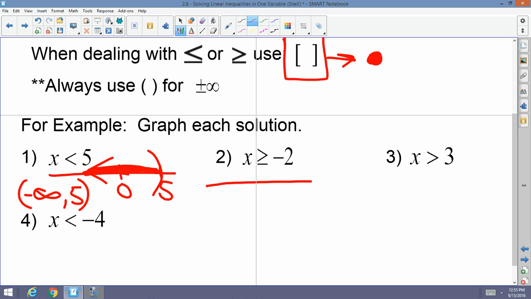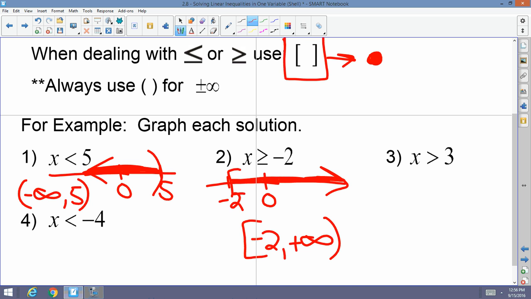Number 2, x is greater than or equal to negative 2. Here's my 0, here's my negative 2. We have greater than or equal to, so it's a bracket. It's greater than or equal to, so I'm going to go to the right. If I wanted to write this in interval notation, I'm going from negative 2 to positive infinity. Why did I use a bracket for negative 2? Because it's x is greater than or equal to negative 2.